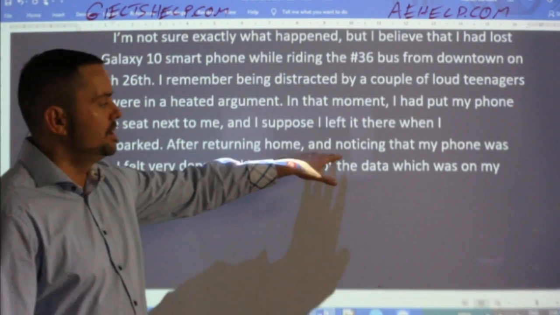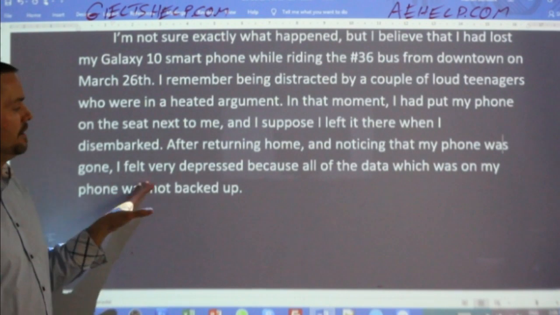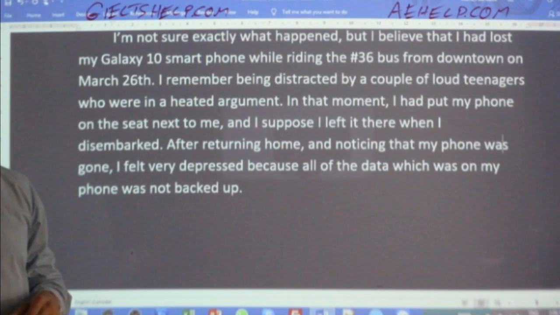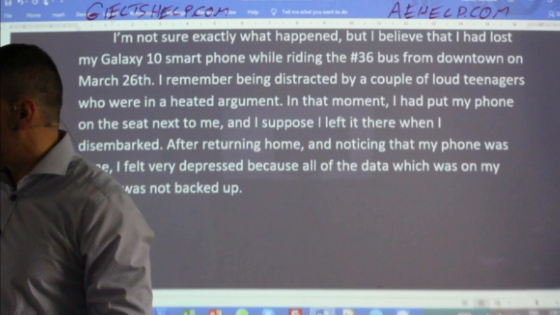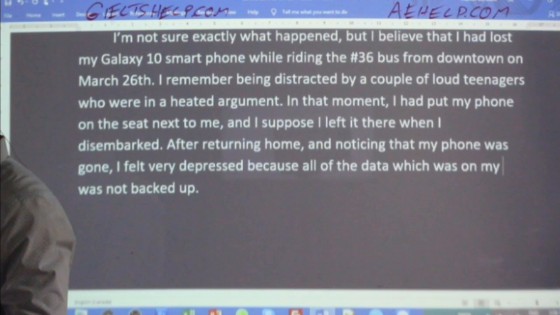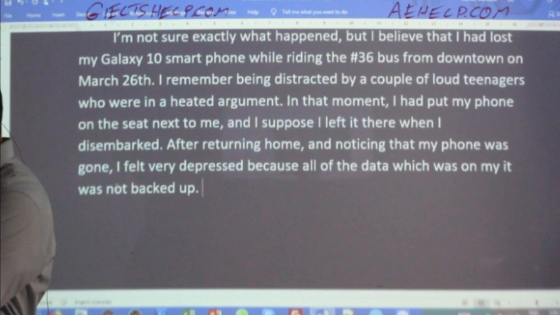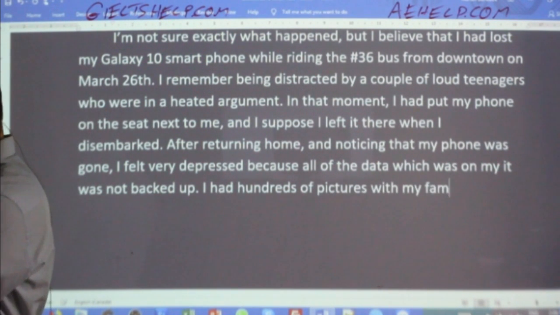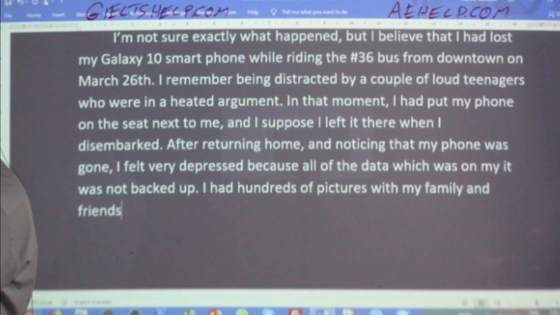After returning home and noticing that my phone was gone, I felt very depressed because all of the data which was on it was not backed up. I don't need to repeat the word phone. I can just replace it with a pronoun. I had hundreds of pictures with my family and friends, not to mention all of their contact information.